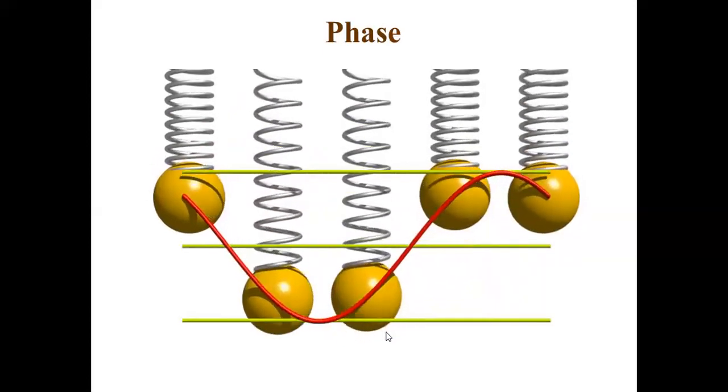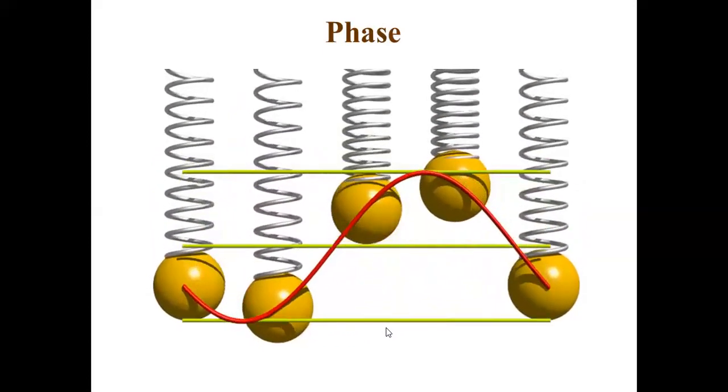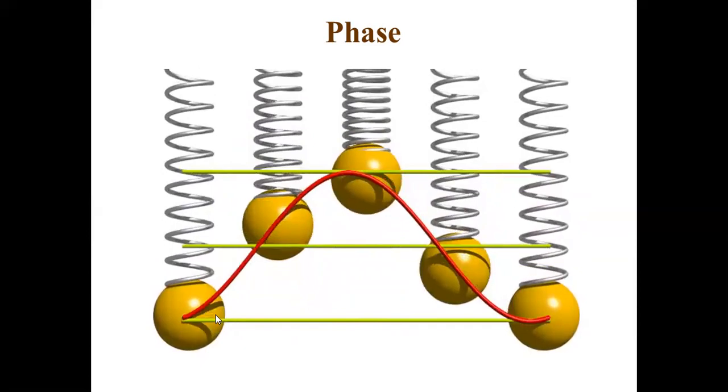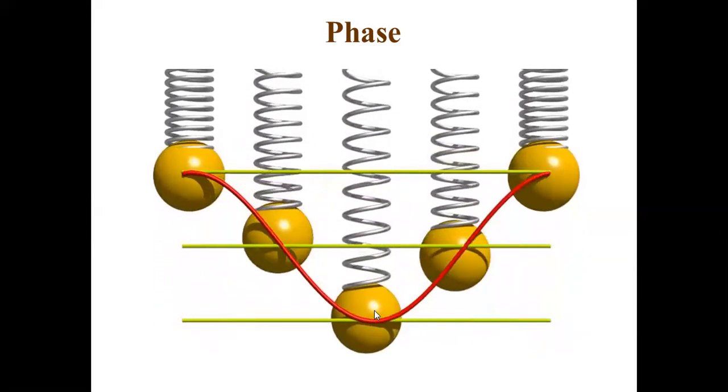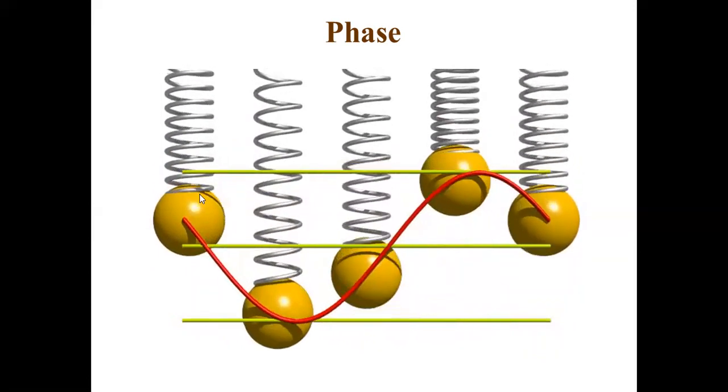Can you see such particles here? Two particles which are vibrating in opposite phase. Yes, one is this one and another is this one. You see, when this is at crest, this is at trough. When this goes to crest, this comes to trough.